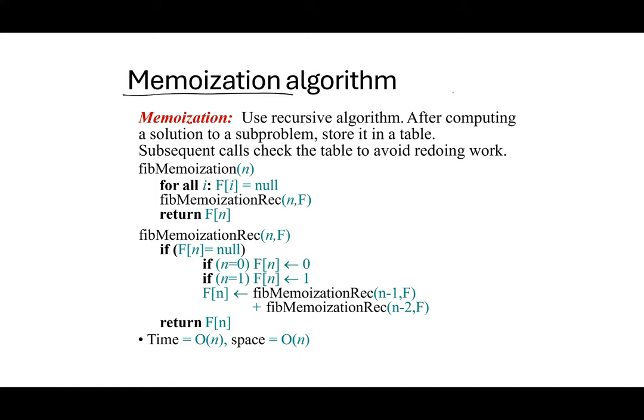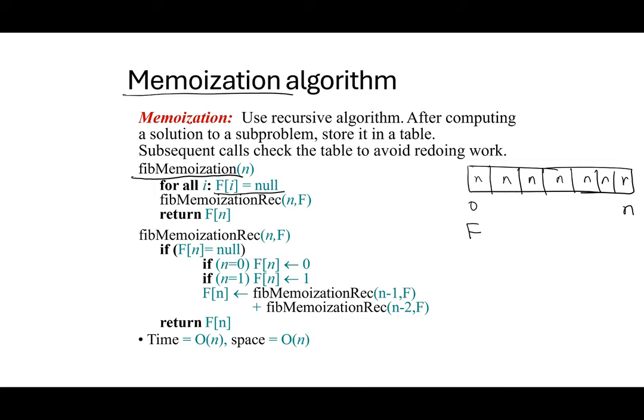But in the memoization technique, we keep the recursive way of solving intact. And also we keep a memory, suppose of size n, so 0 to n. Then in between the recursive calls, we fill up this memory. In our case, we call the memory f. We initialize everything with null. This is the Fibonacci memoization function or procedure. Initially we have a memory of size n, we assign null to it, and then we call a helper function.